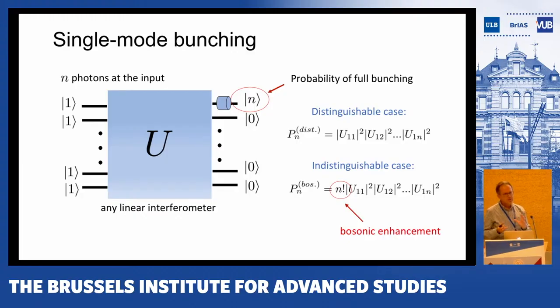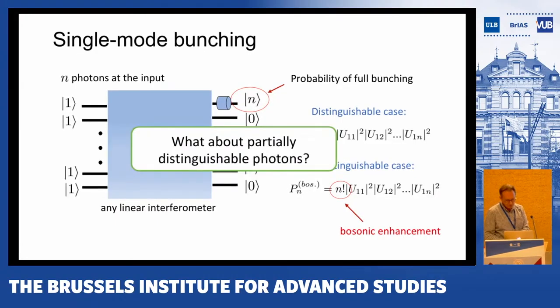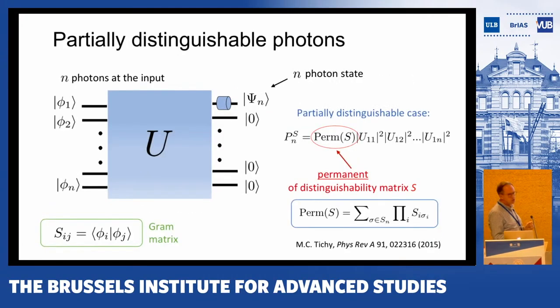In the two extreme cases, either you consider balls, basically distinguishable particles, and you simply have a product of the squares of the unitaries, which means a product of the probabilities for each of the input photons to emerge into the first output mode. And it's also well known that if you go to the other extreme, ideal bosons, then you get this factorial n enhancement, which is simply due to the bosonic nature of photons. So the probability of full bunching will be enhanced by a factor n factorial if you consider bosons instead of classical balls. But the question is, what about partially distinguishable bosons?